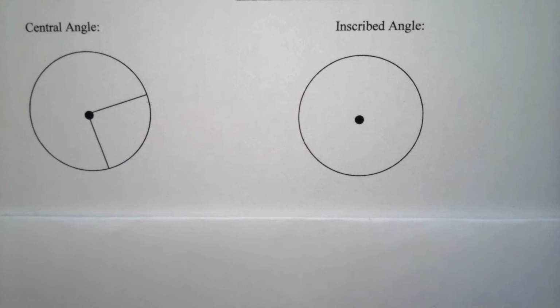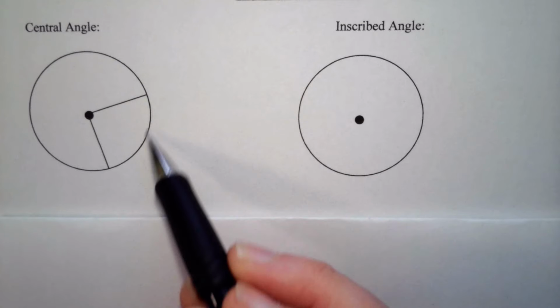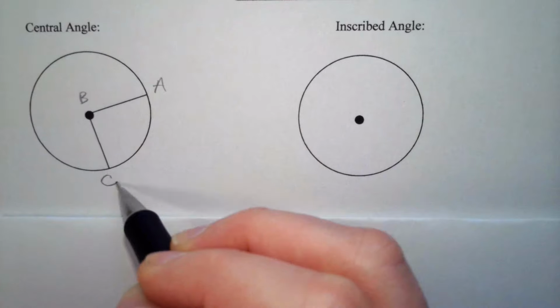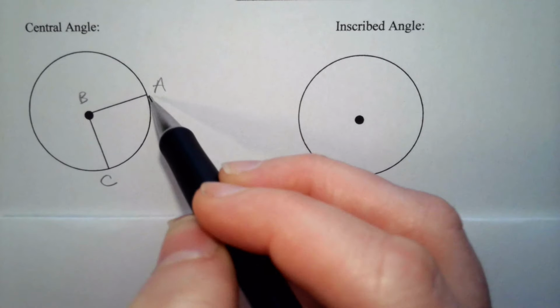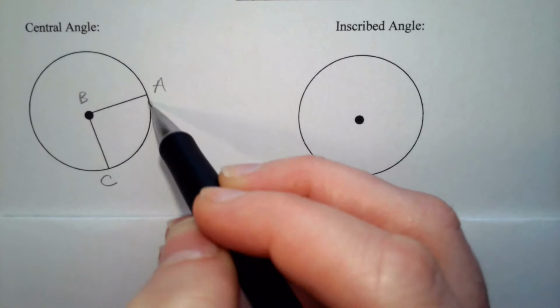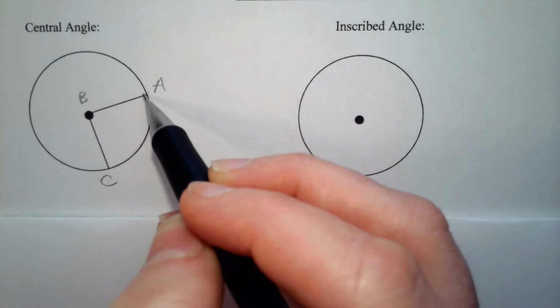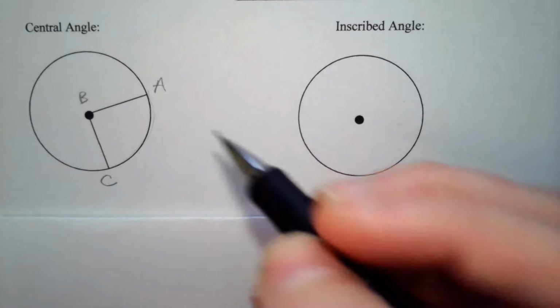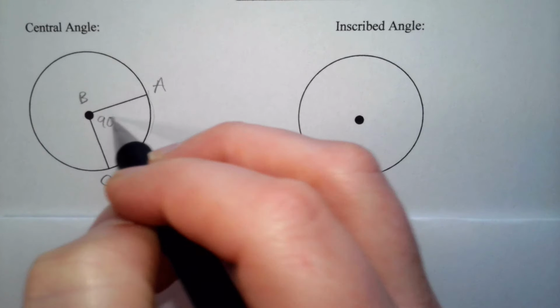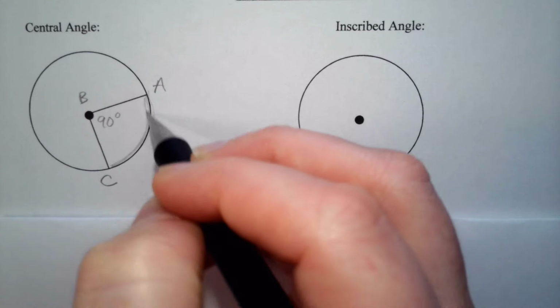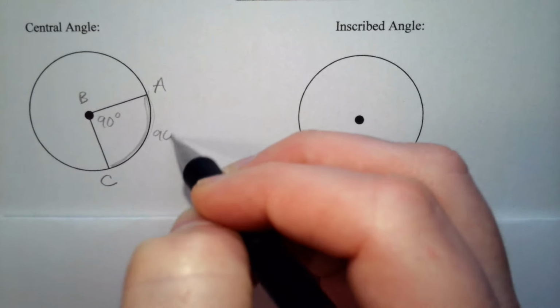A circle is 360 degrees, but how many degrees is this arc here? And let's call this A, B, and C. The measure of this arc in terms of degrees is defined as being the same as the measure of the central angle across from it. So suppose the central angle is 90 degrees. Then the measure of this part of the circle, this arc, is also 90 degrees.